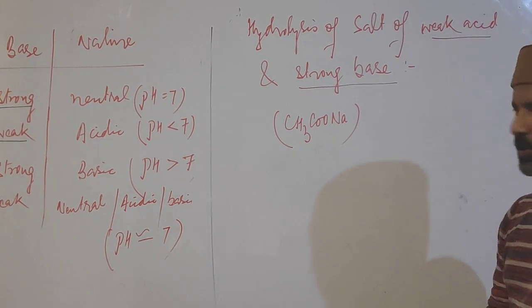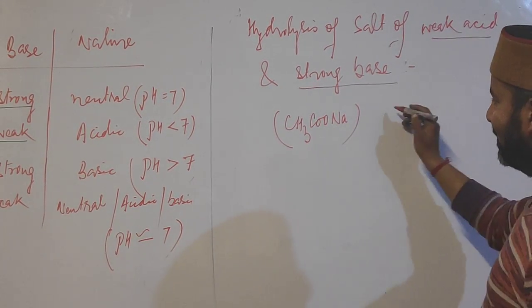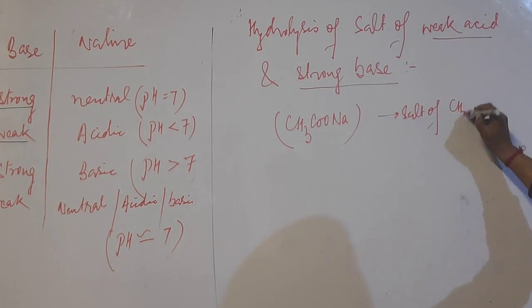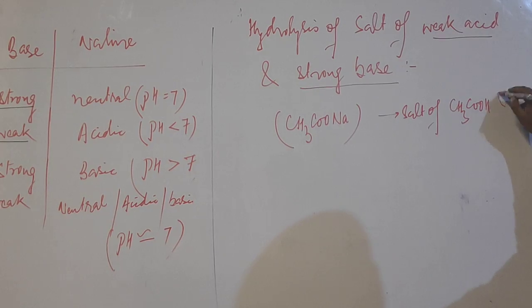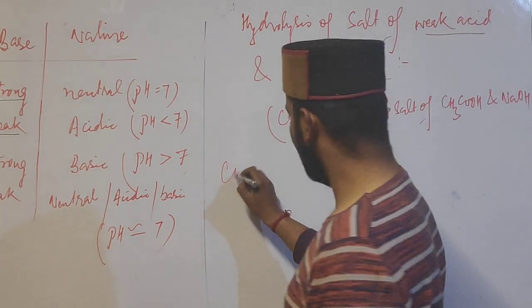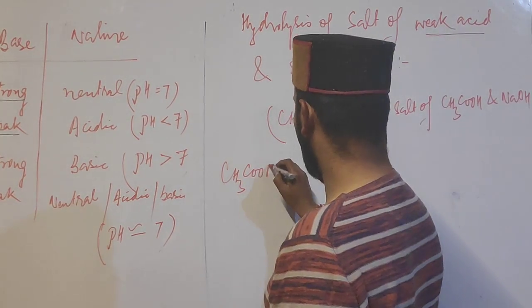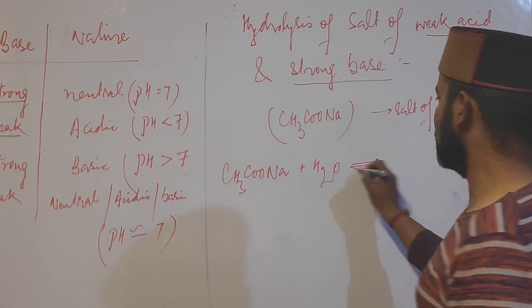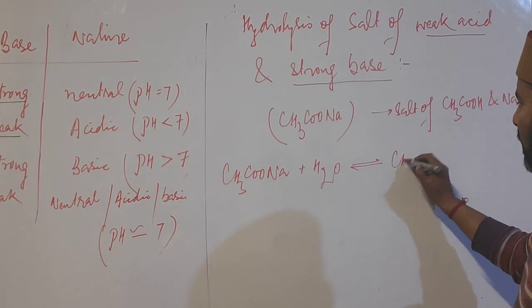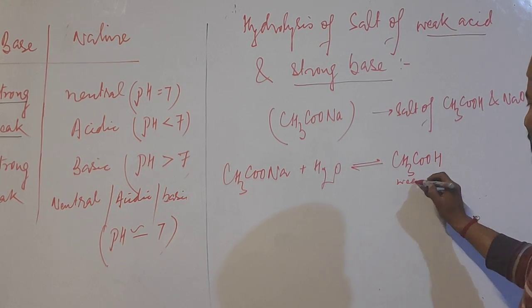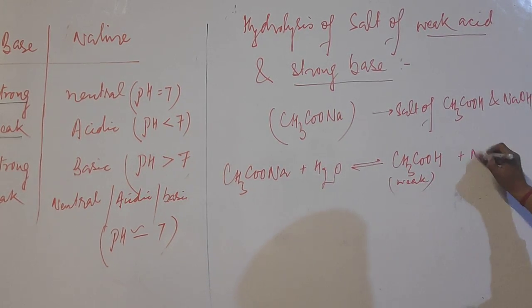This will work because this is a salt of what? It is a salt of acetic acid which is weak and sodium hydroxide which is strong. And now we'll discuss how it undergoes hydrolysis. So upon hydrolysis, we know that hydrolysis is the reverse of neutralization. So we have a weak acid and a strong base.